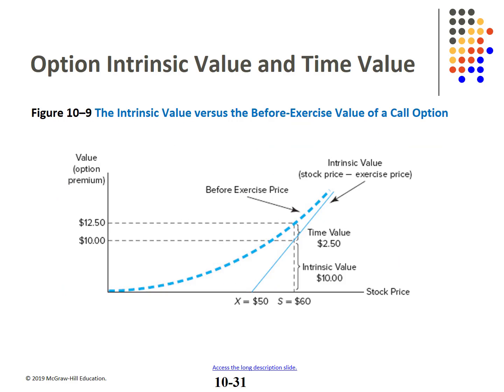This illustrates the time value effect of a call option. Suppose you have a call option on a stock with an exercise price of $50 expiring in 3 months. Stock's currently trading at $60, so the intrinsic value is $10. The option is currently trading for $12.50, so the time value is $2.50. If you exercise today, you gain the intrinsic value, but you lose the time value.